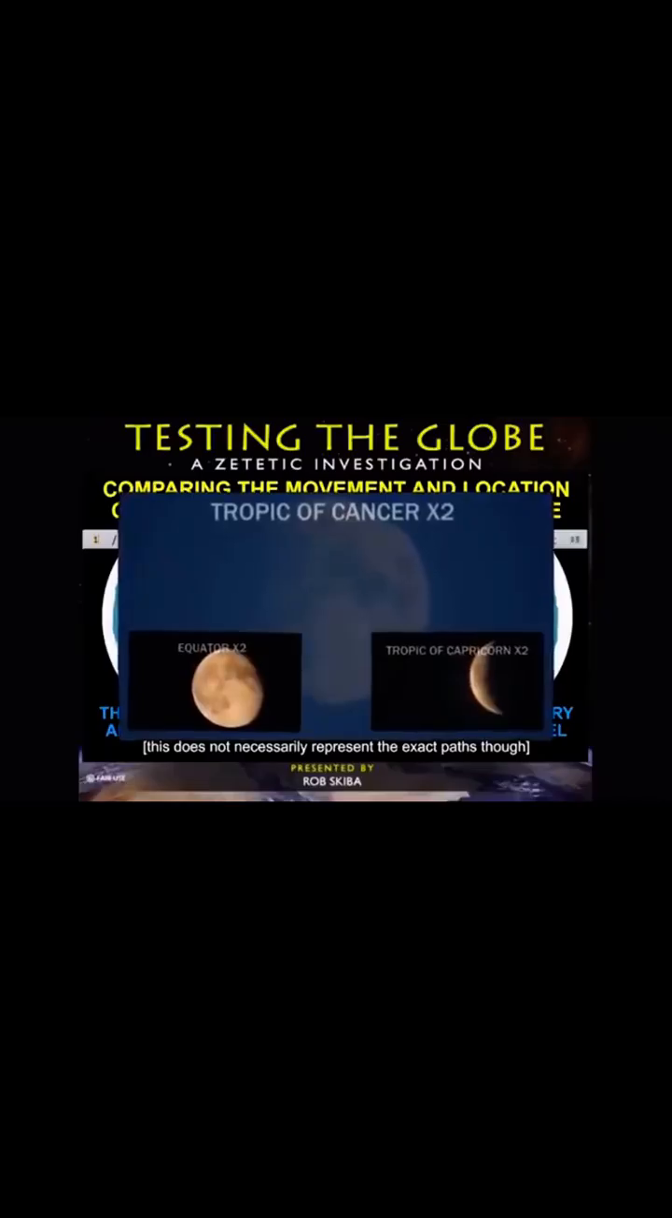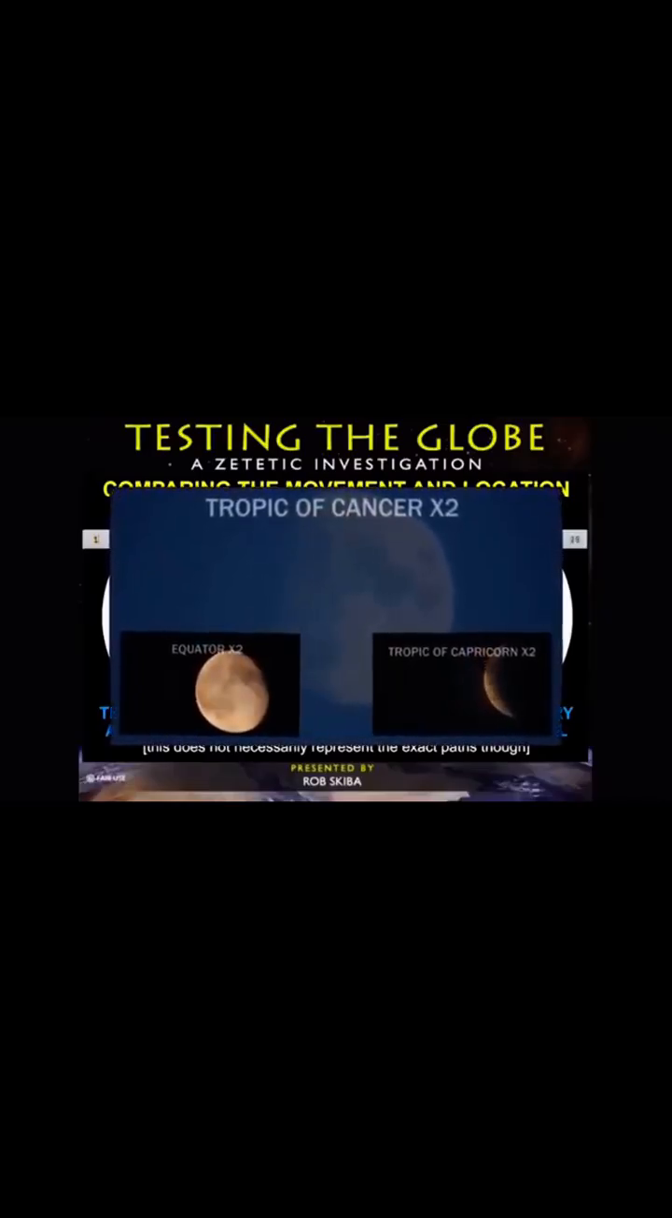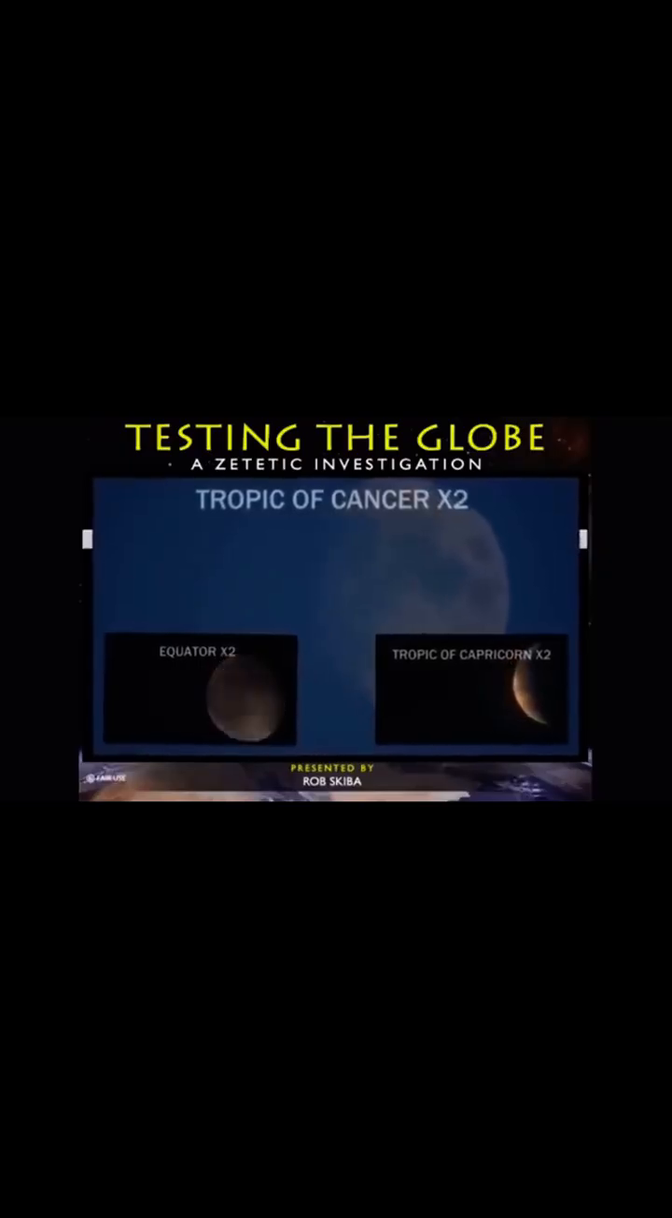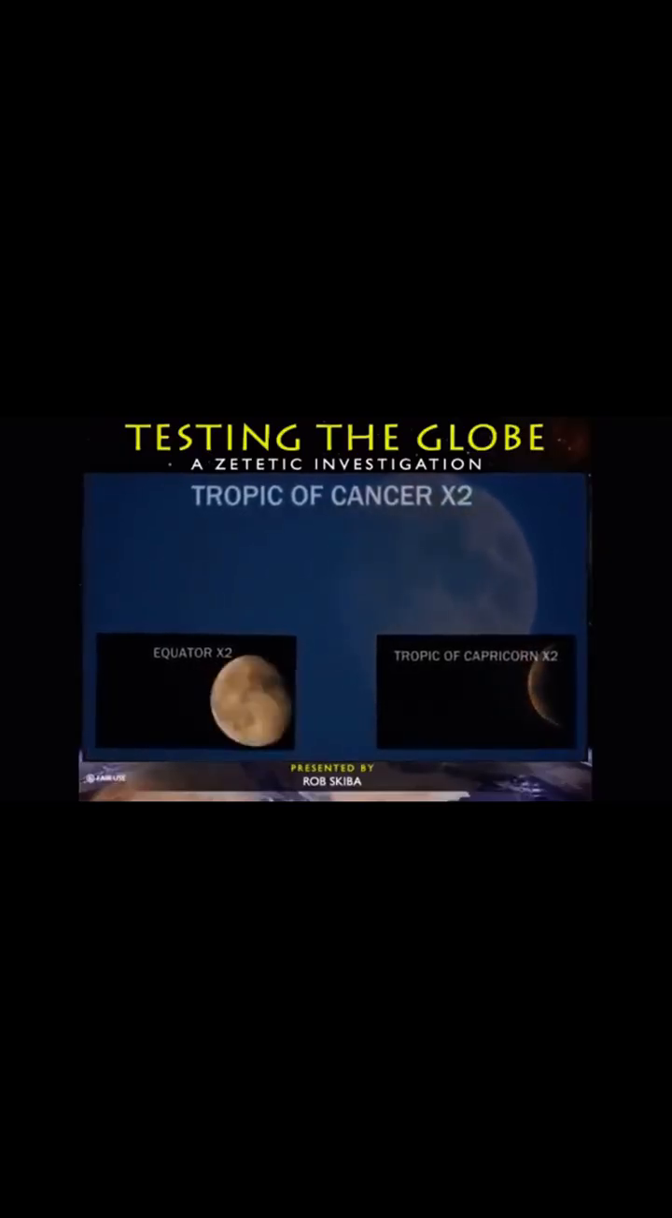I'd be curious to see how the Globers explain this. But at least the moon here reflected exactly what Stellarium, heliocentric globe-based software, had depicted. And I can only assume if the moon's doing this, the sun must be doing the same thing, though I'm unaware of any tests that have been done in that regard.